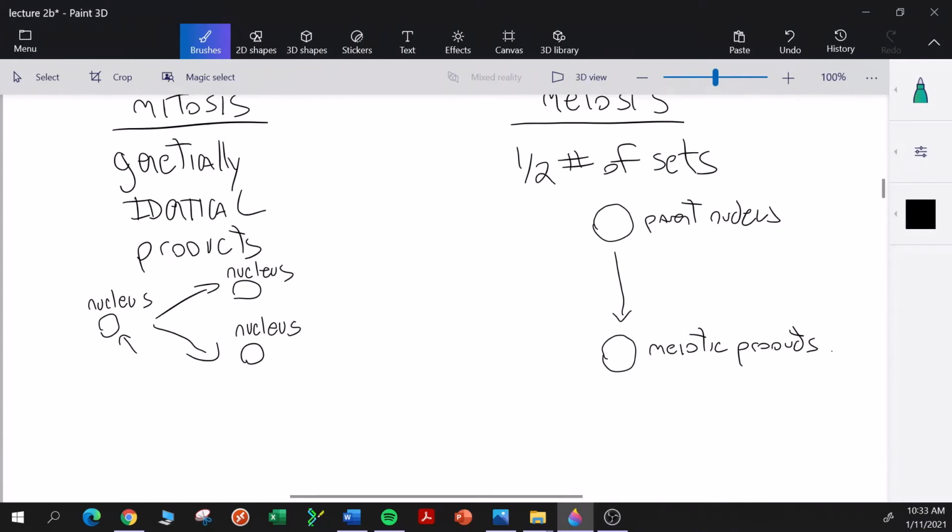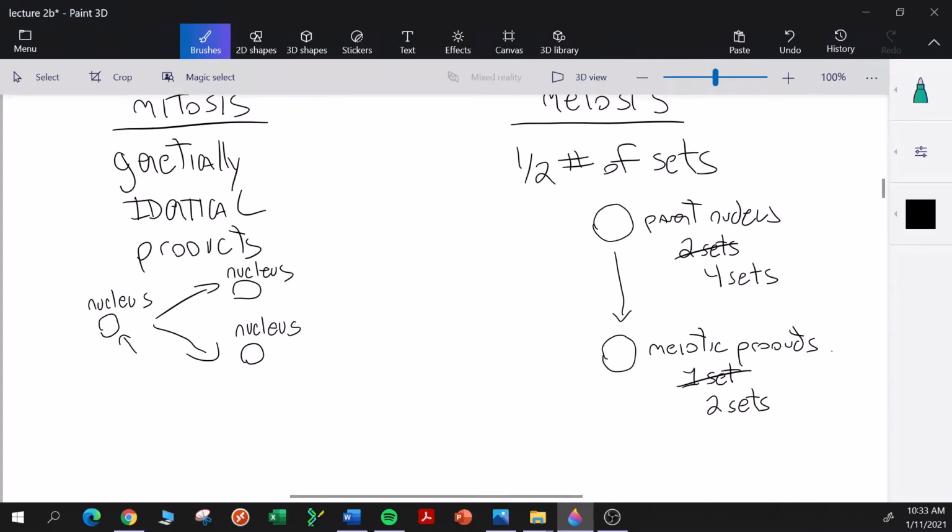So let's say the parent nucleus has 2 sets. The meiotic product should have 1 set. So each of the meiotic products should have 1 set. So if we're talking about a tetraploid plant with 4 sets of chromosomes, each meiotic product should have 2 sets.